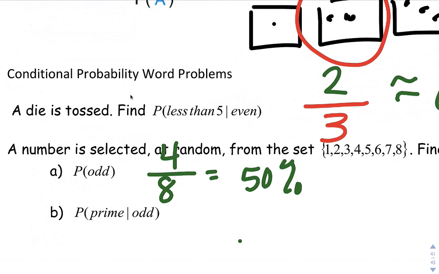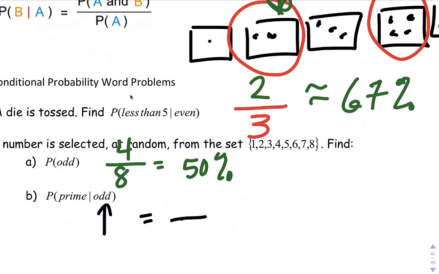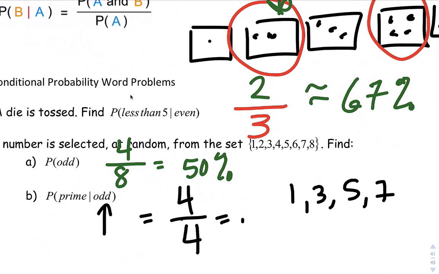All right, how about this? Find the probability that they are prime given they are odd. So now it changes the new total. So we know that we're just putting the odd numbers on bottom. So there's 4 that are odd. Find the probability that those are prime. So we're looking at the 1, the 3, the 5, and the 7. Oh, look, they're all prime. So 100% of those numbers are prime.